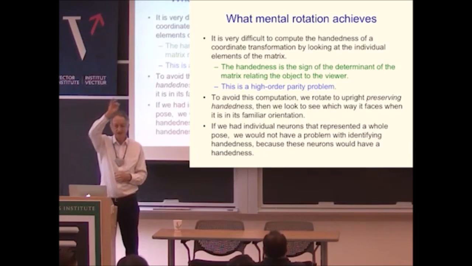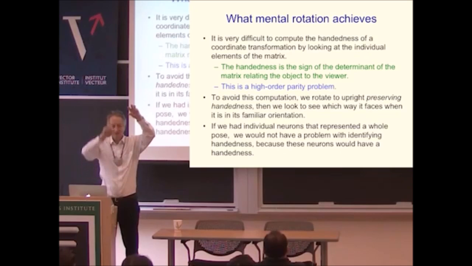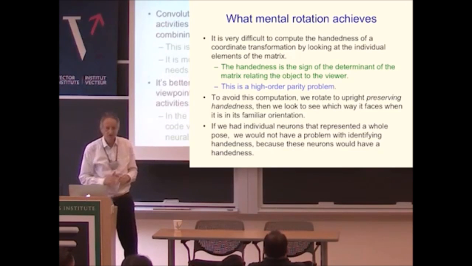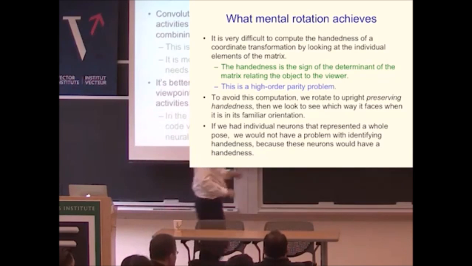So I mentioned this already. What I want in these neural nets is not that when you change viewpoint, the representation is invariant. I want the representation to be equivariant.